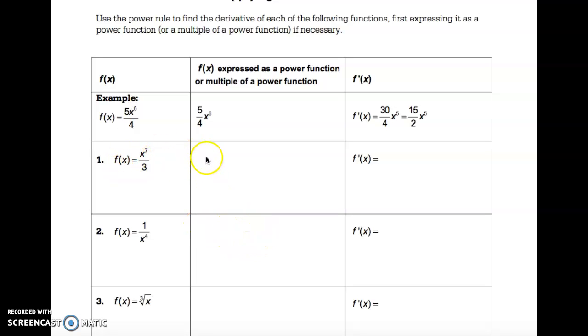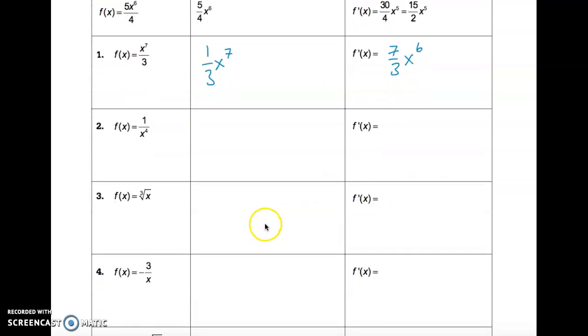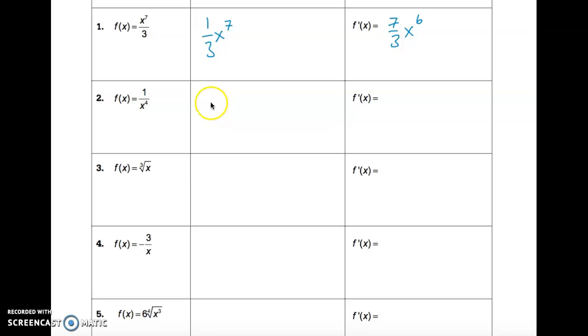So first and foremost, we can rewrite this as 1/3 x to the 7th. And so then its derivative would be 7/3 x to the 6th. So not too bad, right? All right, let's go look at some of these other ones. So let's rewrite it first. So this is really x to the -4th. So when I find its derivative, I get -4x to the -5th, and then you can rewrite it in a way that we can actually evaluate it, -4 over x to the +5 in the denominator.